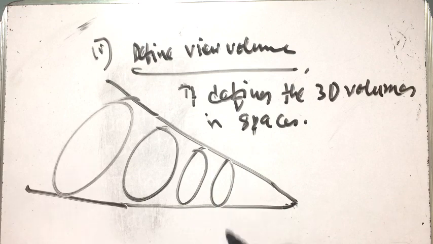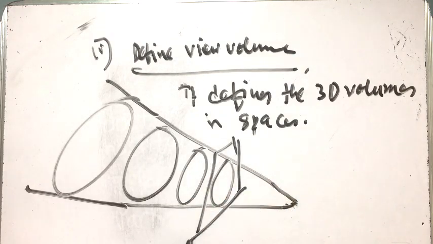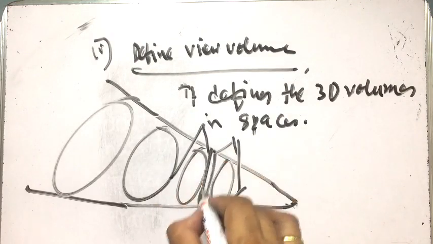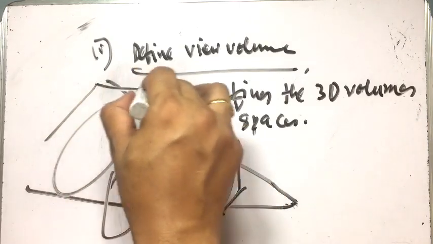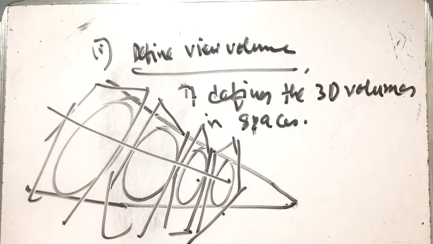If you place the view plane here, then this is the view. You can place the view plane, then this can be the view. These are called the view volume.